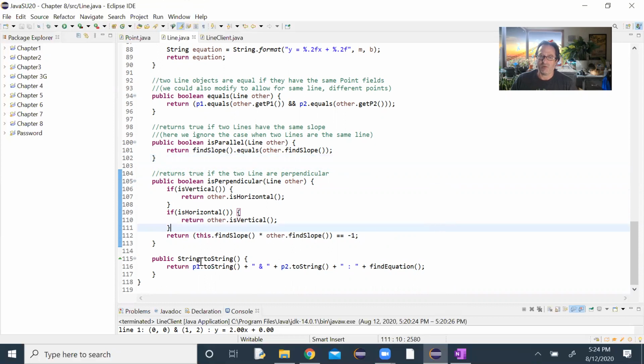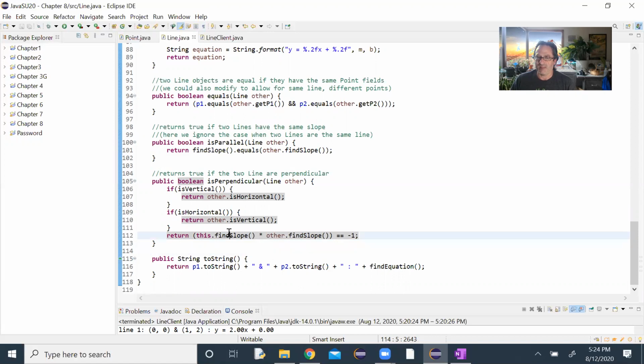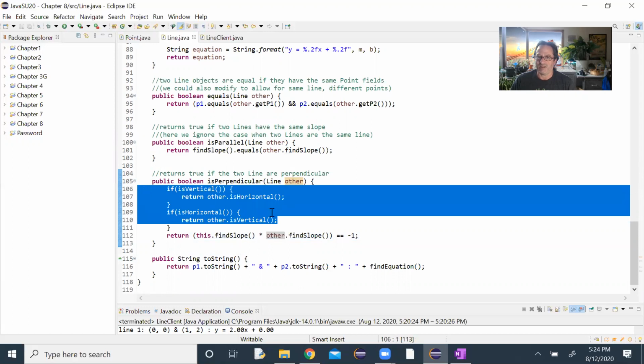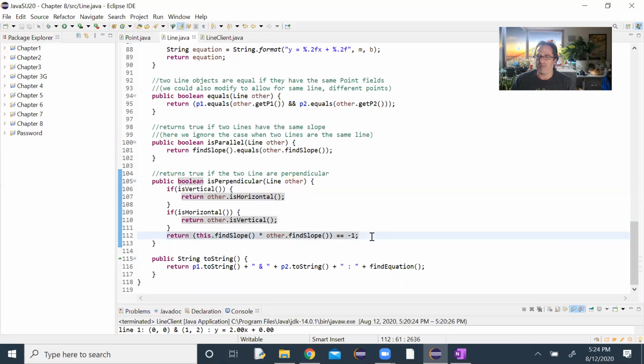For isPerpendicular, we had to worry about the division by 0, because those two things are never going to multiply to -1 for the horizontal and vertical line. So I had to take those into consideration. Otherwise, this one works because if one of these slopes is not a real number, we already know the other one's not 0 from this code. So we know they're not perpendicular. When you multiply them, you're not going to get -1, so that's going to return false. And then I have my toString that we modified to also print the two points, but also print the equation of the line. Okay, so that's our line object.